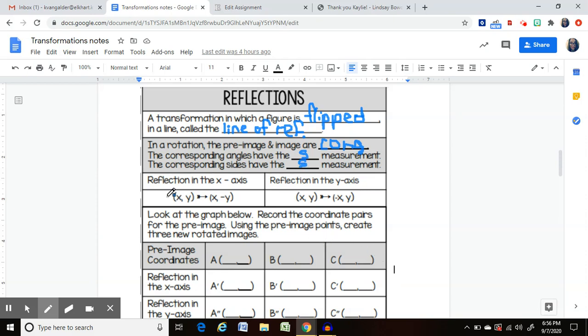So a reflection over the x-axis will result in the y being opposite. This negative does not necessarily mean it's going to be negative. It just means it's going to be the opposite of what this is. Same thing with a flip over the y-axis. The x is going to be what's opposite, not negative necessarily, just opposite.